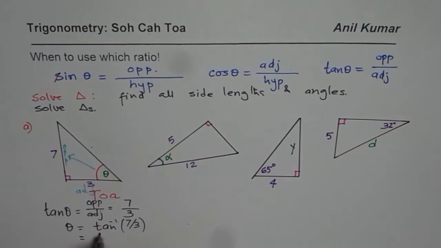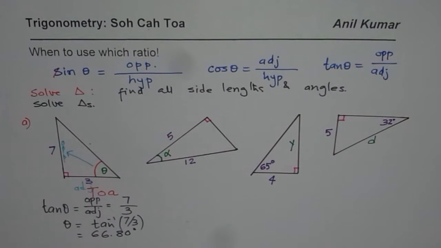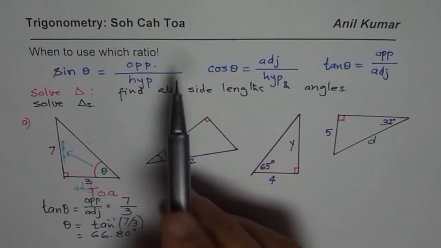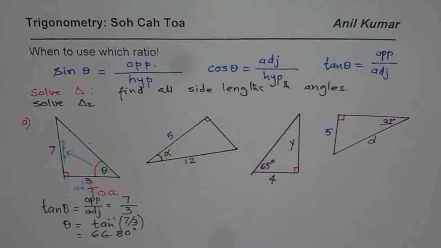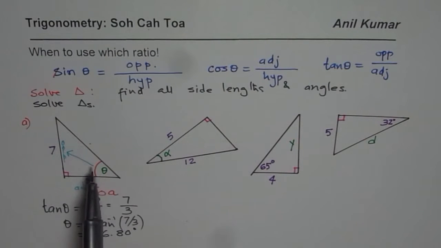So which is 66.80 in degrees. So you get your angle, which in this case is 66.80. You have to be careful. They will normally tell you how many decimal places you need. So maximum go to 1 decimal place as far as the angles are concerned, or round them if not mentioned, okay? So once you know this angle, this triangle is more or less solved using trigonometry, right? Okay, let's move on to the next one.